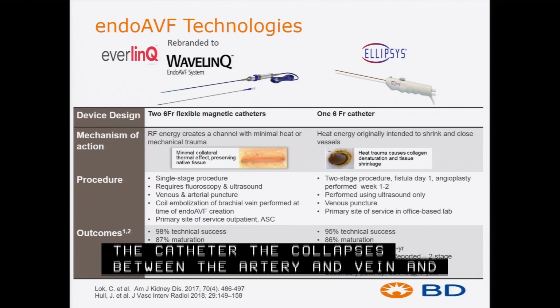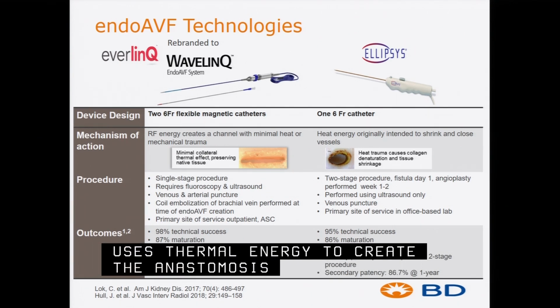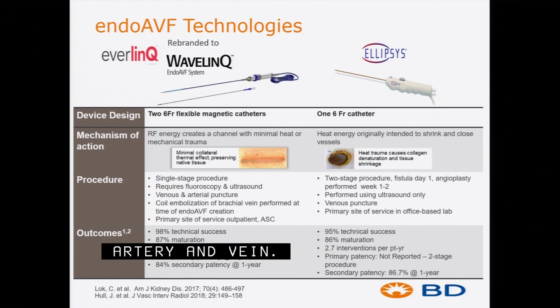Both procedures have a good technical success rate. The Ellipsis system does require an angioplasty of where that anastomosis was made at the time of the procedure, because there is some narrowing related to the thermal energy that's used.